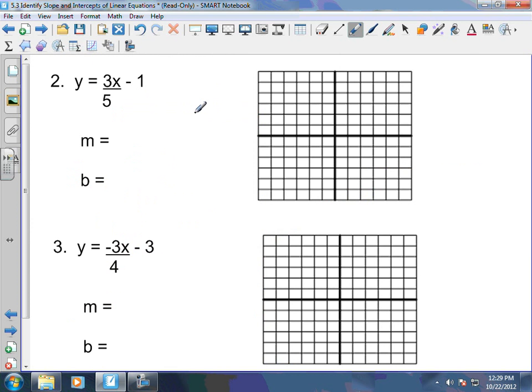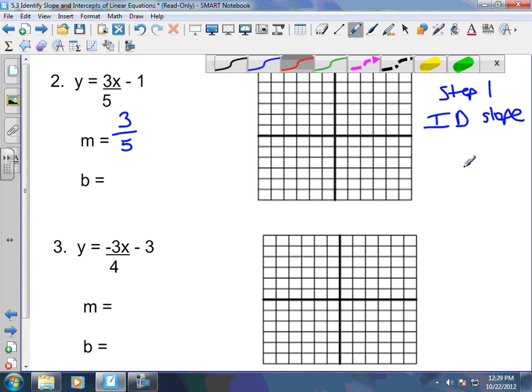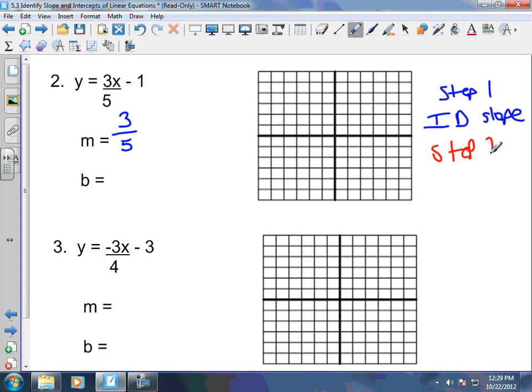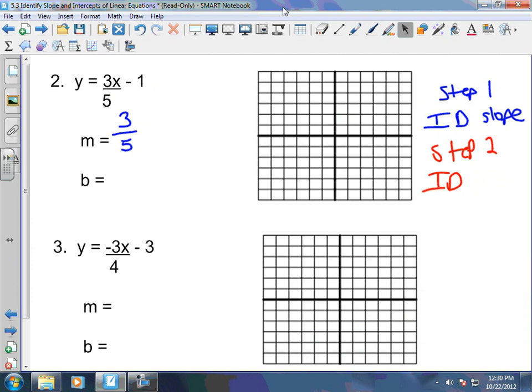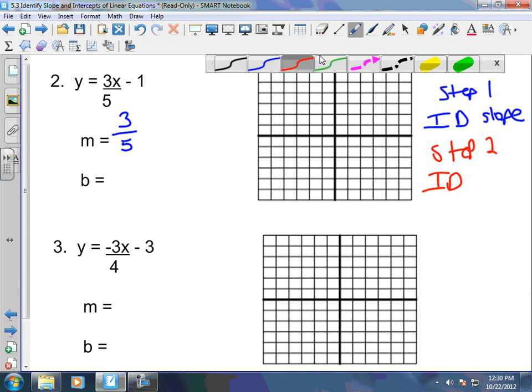Okay, so we have step 1. Identify slope. It's the number next to the x, not slop, slope. It's the number next to the x. 3 over 5 is the number next to x. That's my slope. Step 2. Identify your y-intercept. Okay, so next I identify my y-intercept.